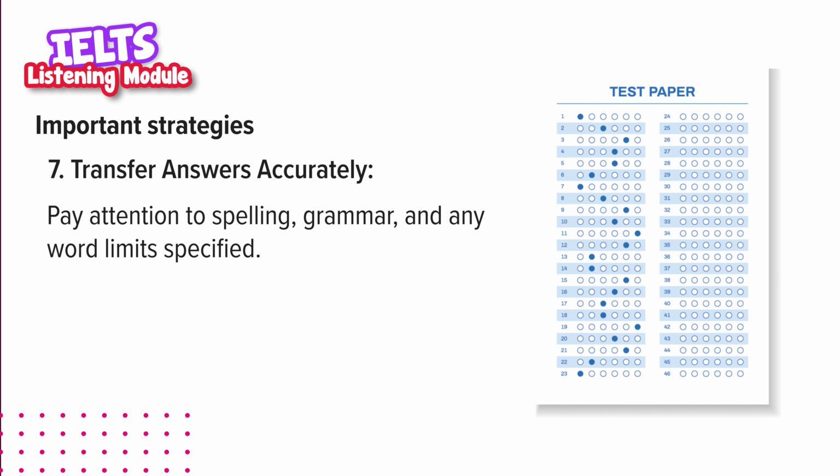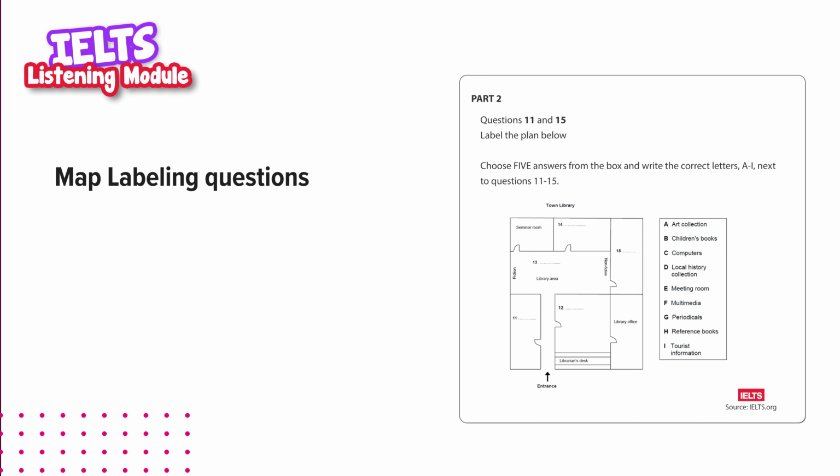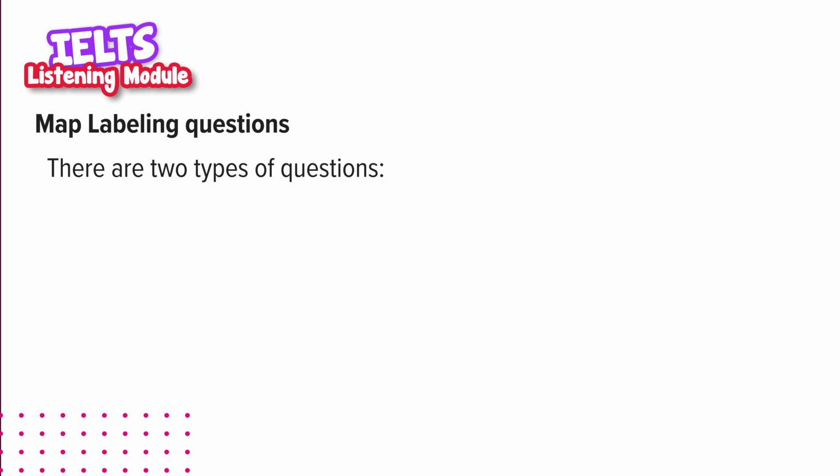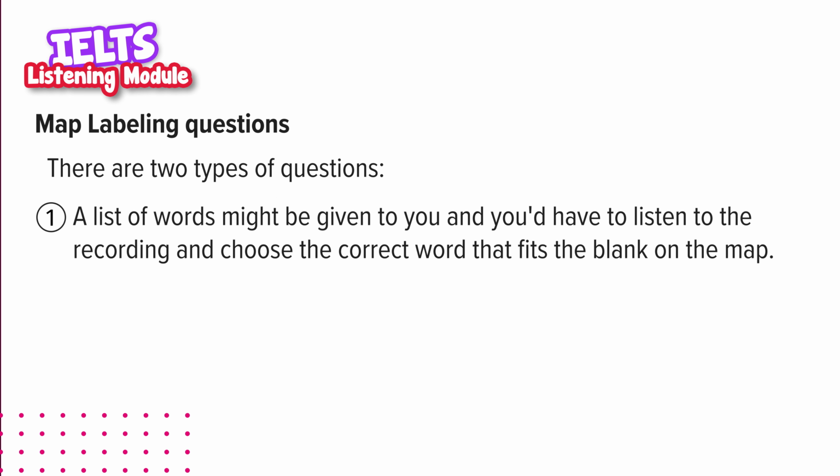Map labeling questions. For these types of questions, you would be provided with a map and you would have to label the places on the map. There are two types of questions. A list of words might be given to you, and you'd have to listen to the recording and choose the correct word that fits the blank on the map.